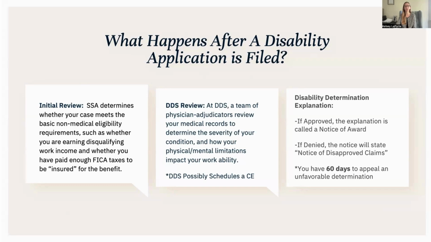So once the Social Security field office has processed your application, the next step is to send it over to the Disability Determination Service, or DDS. The DDS is made up of medical and vocational experts who carefully review your case. They are the ones that will actually decide if you meet the SSA's definition of disability. Once the DDS makes a medical determination, the case is sent back to the SSA for final processing of its decision. If you're approved, you will receive a notice of award in the mail. And if you're denied, you will receive a notice of disapproved claims.